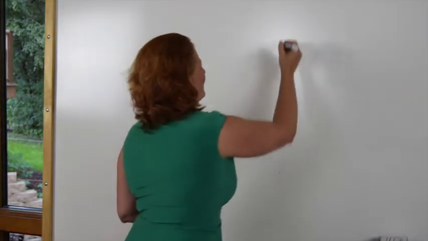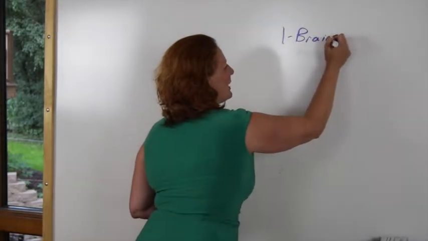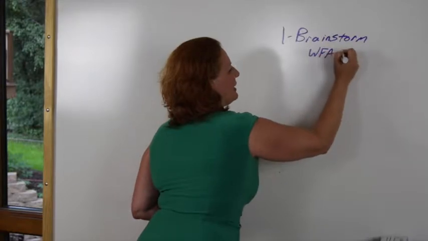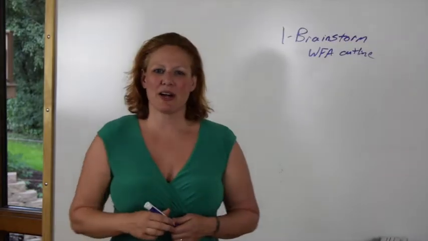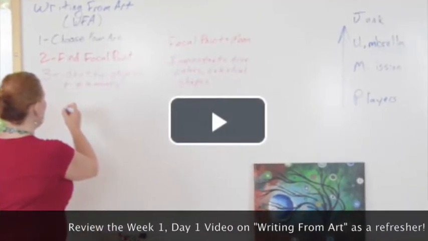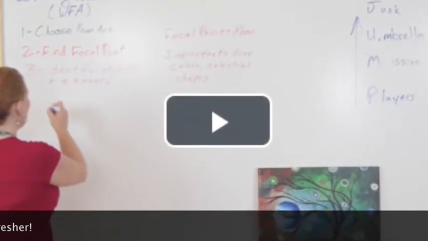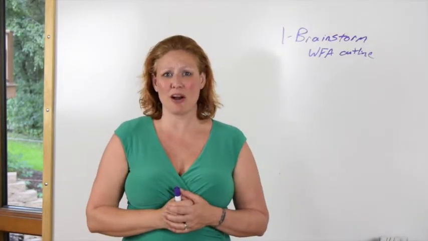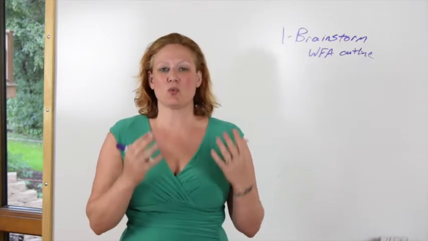The first one is brainstorm using a WFA outline. If you recall, WFA means writing from art. So by that, I mean that you're going to follow those same steps that you did in writing from art, except your art has already been chosen for you. It's one of the scenes.